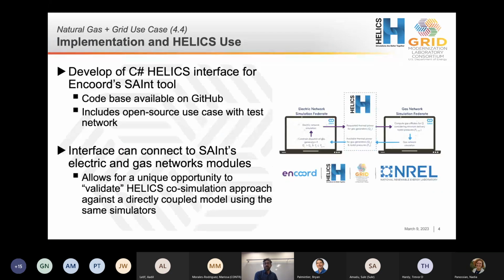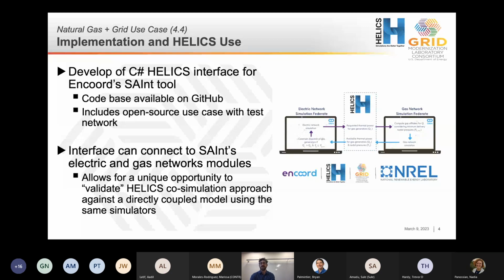So the big effort behind this use case was to develop a new Helix adapter for Encoord's Saint tool. Saint is a tool that has a lot of modeling capabilities, but one of them involves a gas network simulation federate that can do dynamic gas modeling. And so we spent time developing a C# adapter to work with Encoord's Saint tool here. We've developed this as an open source Helix adapter, so the code base is available on GitHub. I've got a link at the end of the presentation for those who are interested. And we've also produced as part of that an open source use case with a test network.